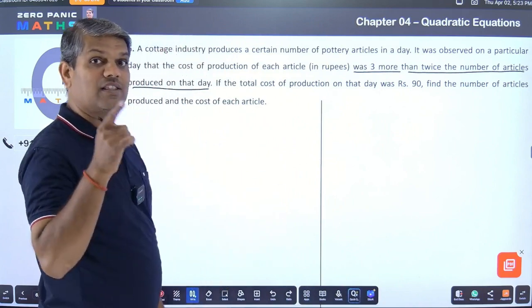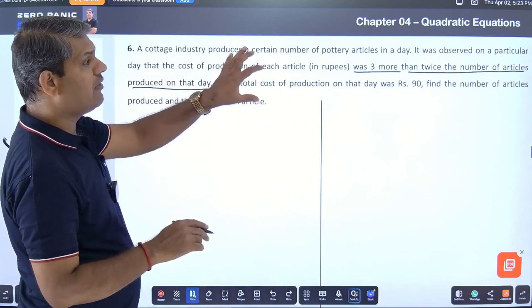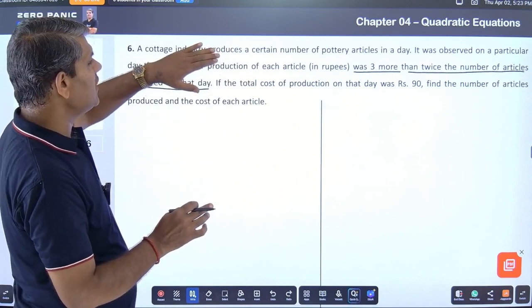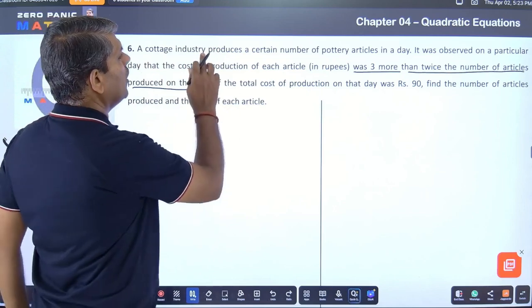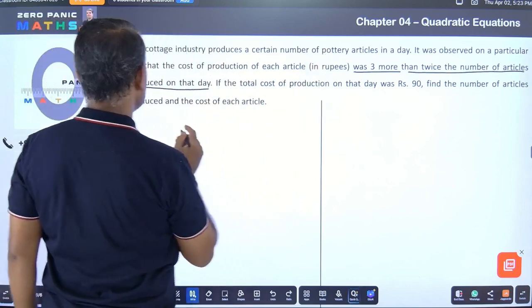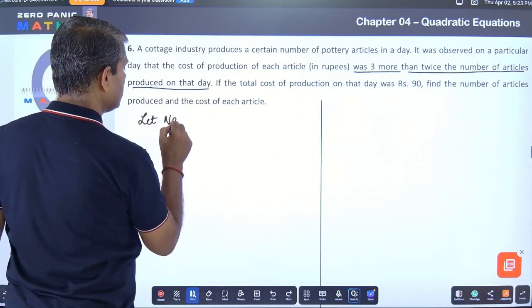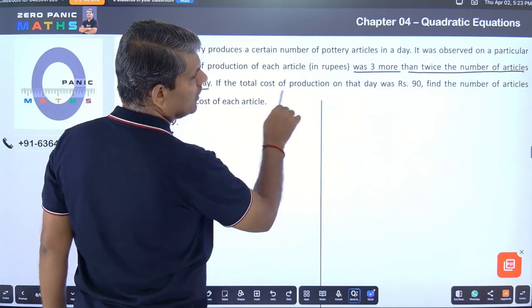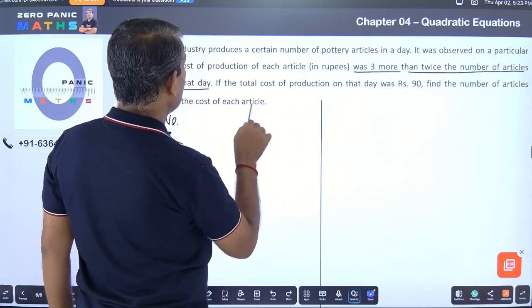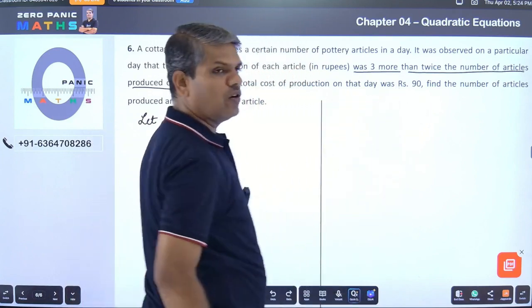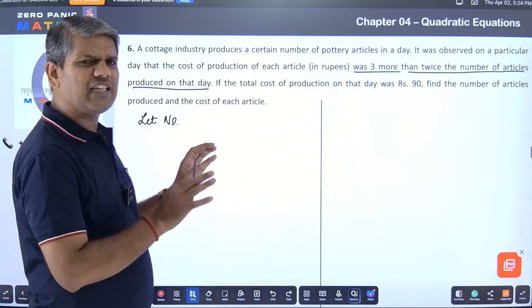Now let us think of how you can convert this into an equation. Let us first write what is x. Let x be the number of articles, because that is what I think the last problem asked. If the total cost of the production on that day was 90, again it is exactly similar to that.